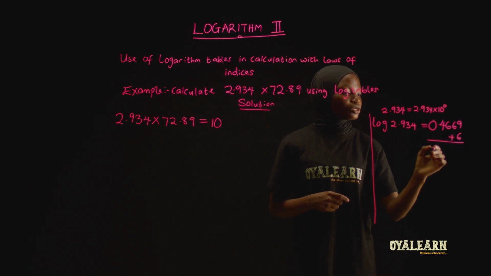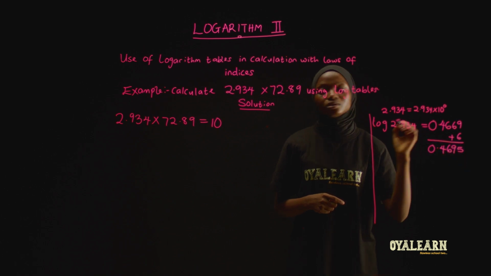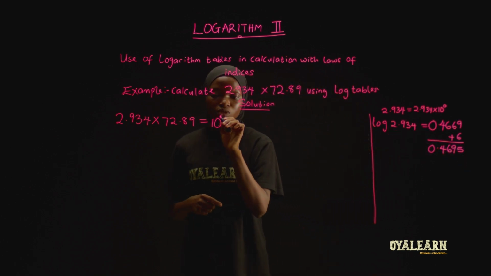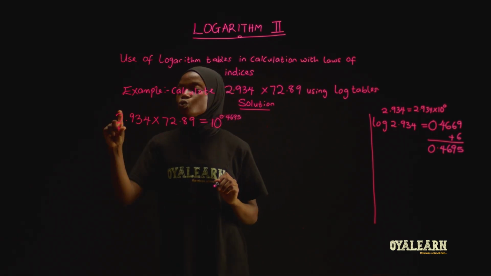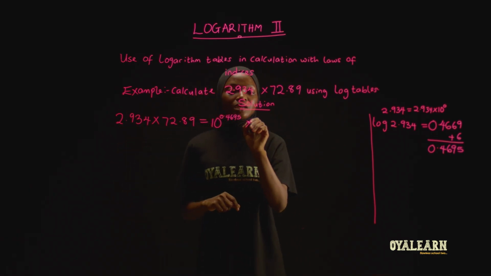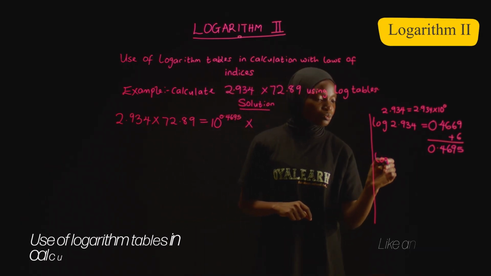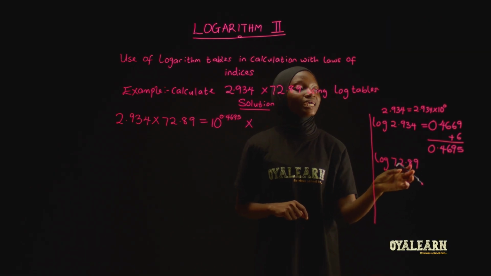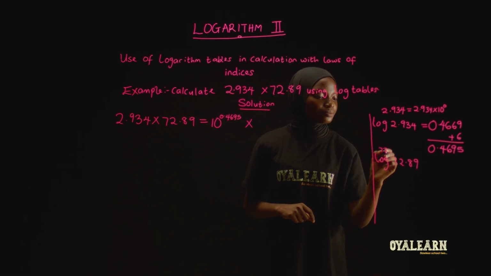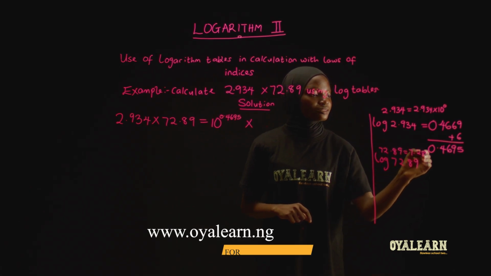Then we add it up. So we'll be having 0.4695. So that means 10 raised to the power of 0.4695 gives 2.934. Then we'll do the same thing for 72.89. We find the log of 72.89. Express 72.89 in standard form. That's the same thing as having 7.289 times 10 raised to the power of 1.